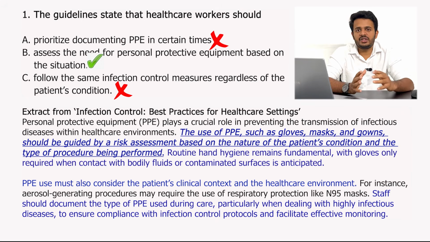So the same infection control measures don't apply in every case. It needs to be followed by a risk assessment of the patient. So we can eliminate option C also. That means option B is our answer. I hope this is clear for you.